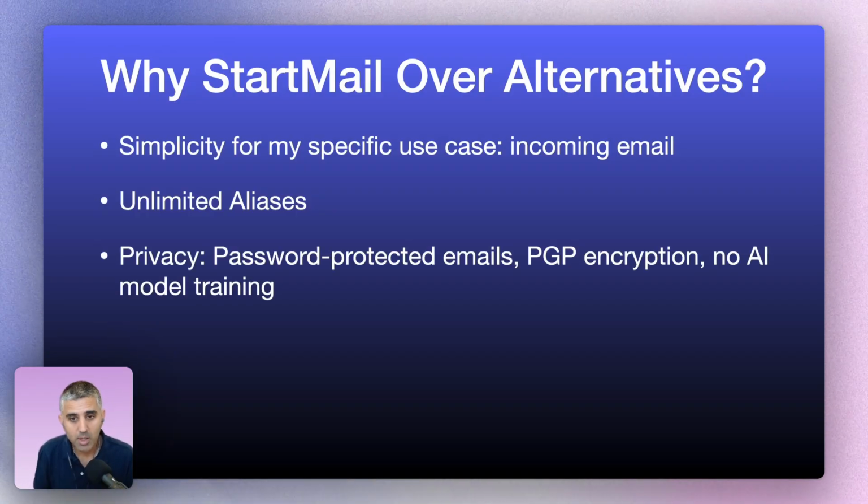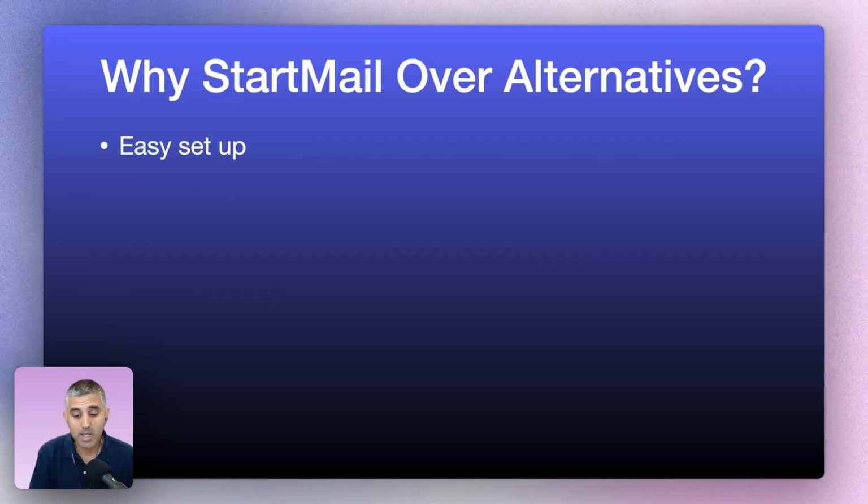I love privacy. The password protected emails was great. I love the fact that they use PGP encryption. No one within StartMail, is my understanding, can see any of my emails or content. And there's no AI model training. So that's really important as well, especially for healthcare and finances and taxes. And lastly, it was just an easy setup. Setting it up on my MacBook, my iPhone and iPad, it was just so simple. And using the web console is very simple as well.